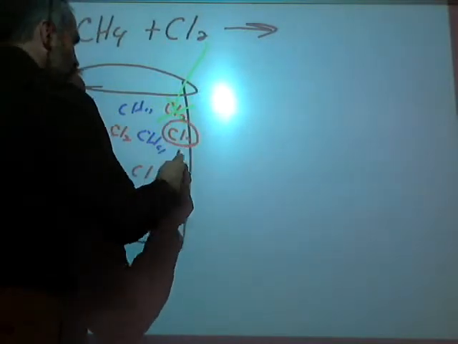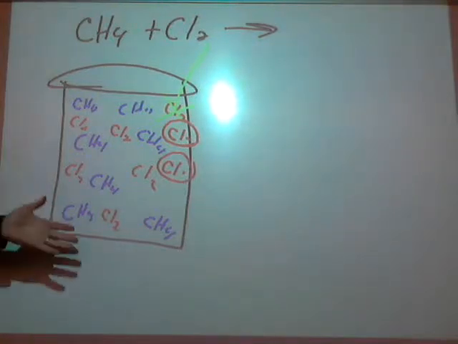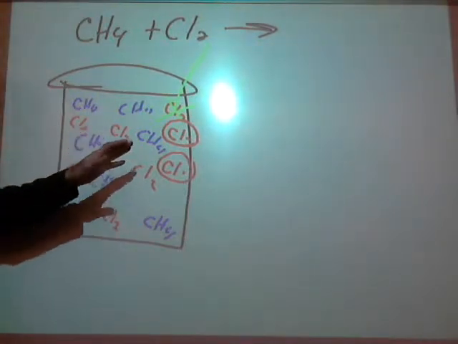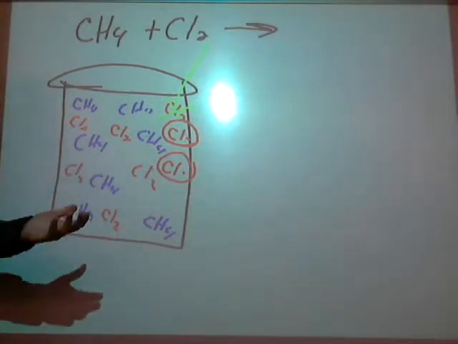So I've got these two guys who are out in town looking for some action, and they're going to bang into somebody. They're going clubbing, looking for somebody to get it on with. Now, who can they run into? Well, they can run into another chlorine molecule, and that isn't going to do a whole lot.